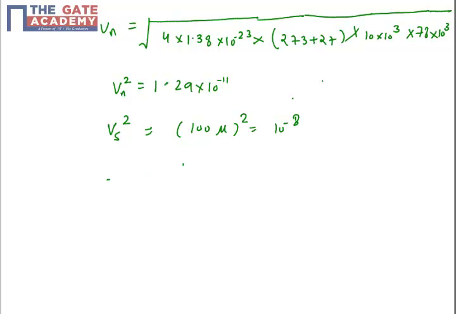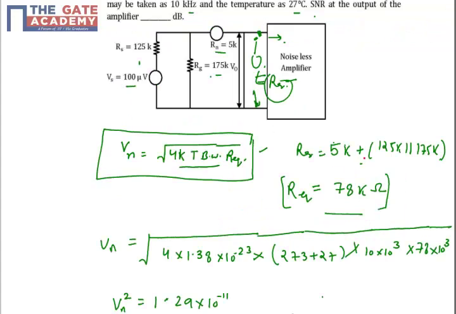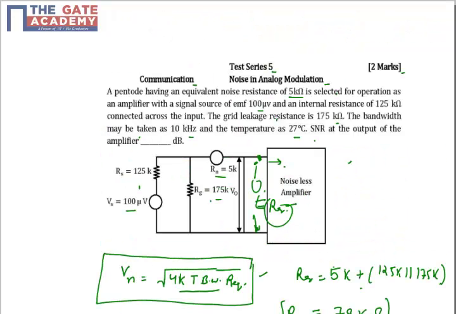So the SNR is defined as 10 log10 of Vs square upon Vn square, because it is the normalized signal power upon the normalized noise power for the resistance. Just put in these values: 10 log of 10 to the power minus 8 upon 1.29 times 10 to the power minus 11. You will get 28.88 dB. So the SNR for this system is 28.88 dB. Thank you.